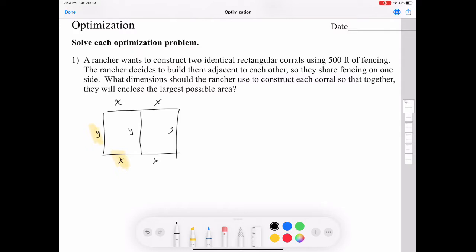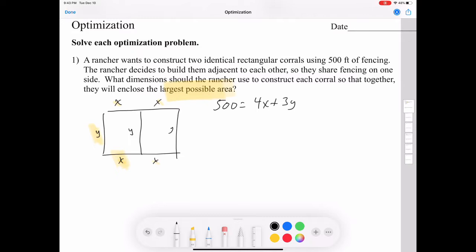Okay. So we know the amount of fence that we have for sure is 500, and this is going to be made up of 1, 2, 3, 4 x's, so 4x plus 3y. Now, are we trying to maximize the amount of fence that we're using? No, we're trying to maximize the amount of area. So let's go ahead and come up with our area equation for this.